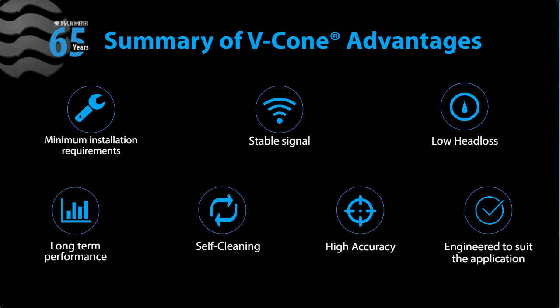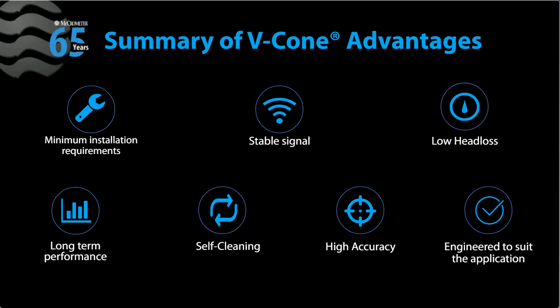Finally, to go over a quick summary of what we've learned, there are minimal installation requirements on V-cone flow meters. The meter only requires 0 to 3 diameters of upstream straight run and 0 to 1 diameters of downstream straight run. It provides a very stable signal because the cone inside the meter acts as a flow conditioner. When you have very turbulent flow coming upstream of the cone, it conditions it so that you get a very stable signal on the low pressure port, and your DP measurement ends up being all the more accurate.